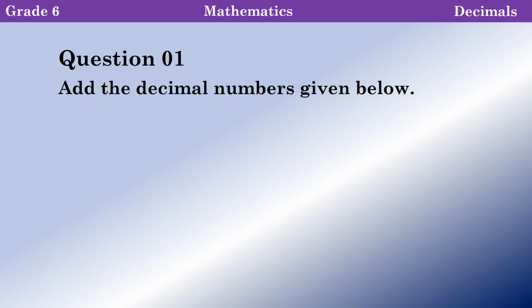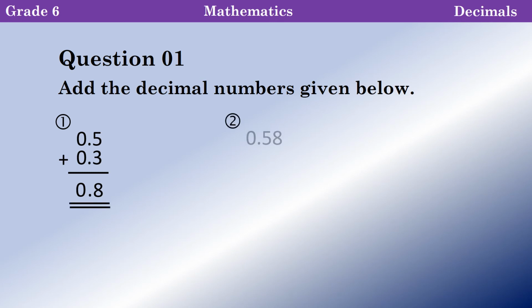Let's do a question at the decimal numbers given below. First one, 0.5 plus 0.3. When adding, we first add the digit in the first decimal place. 5 plus 3 is 8 and the decimal point is kept at the same position. 0 plus 0 is 0. Answer is 0.8.